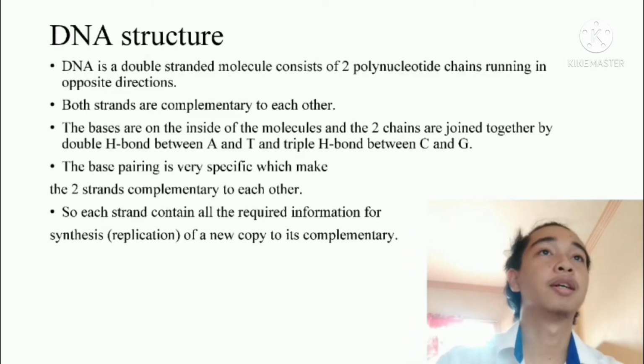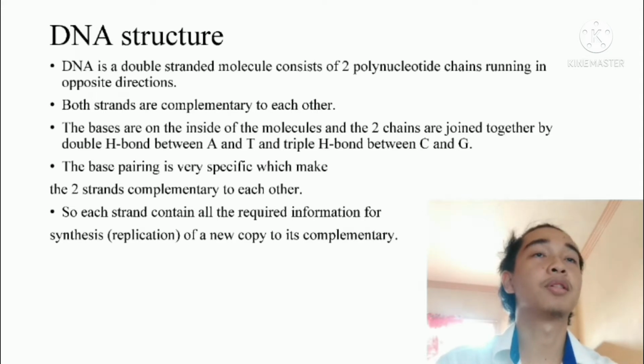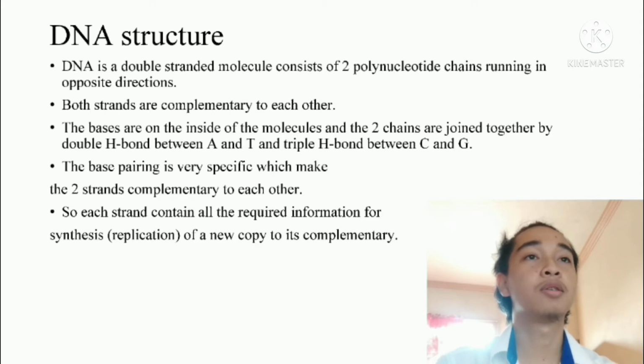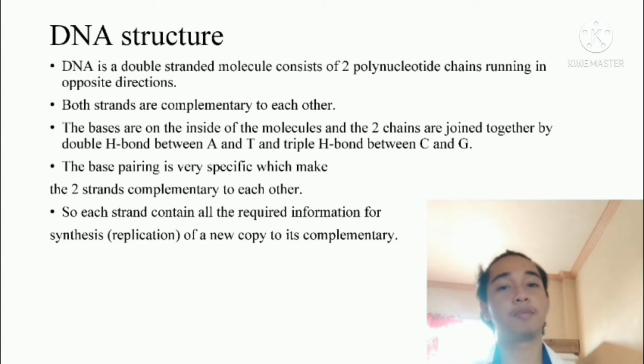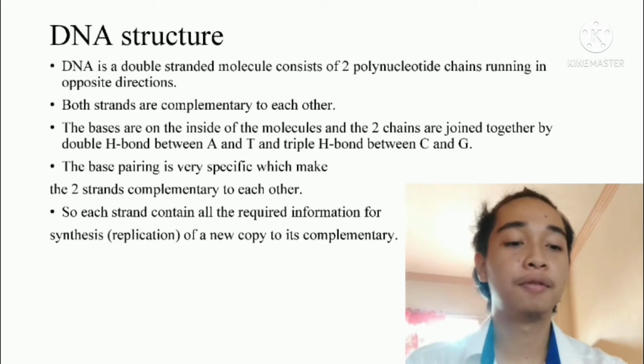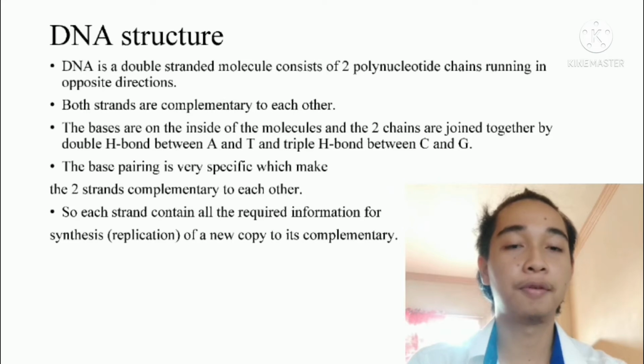The DNA structure. DNA is a double-stranded molecule consisting of two polynucleotide chains running in opposite directions. Both strands are complementary to each other. The bases are on the inside of the molecule, and the two chains are joined together by double H bonds between A and T and triple H bonds between C and G. The base pairing is very specific, which makes the two strands complementary to each other. So each strand contains all the required information for replication of a new copy of its complementary strand. This is vital for the cell to manufacture new cells with the same DNA structure to perform identical tasks.